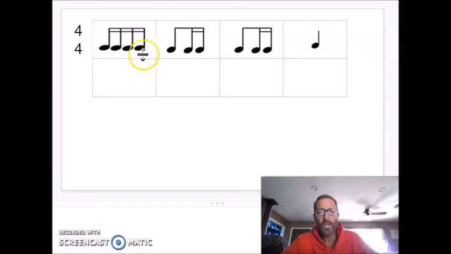Hey, what do you say on beat 1? Remember, 1 E and a. How about beat 2? Check it out. 2 and a. What about beat 3? 3 and a. And of course beat 4. 4. My turn first.